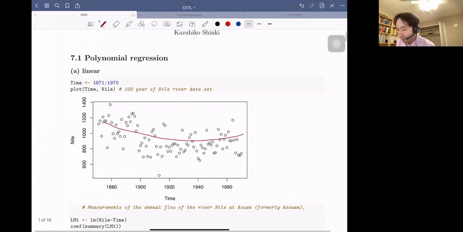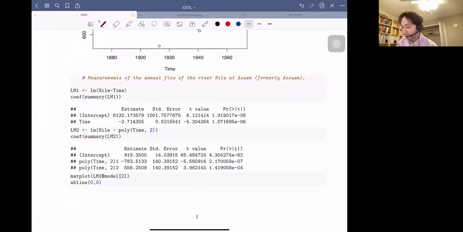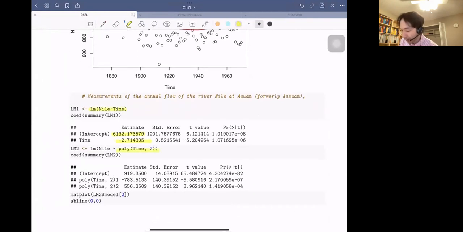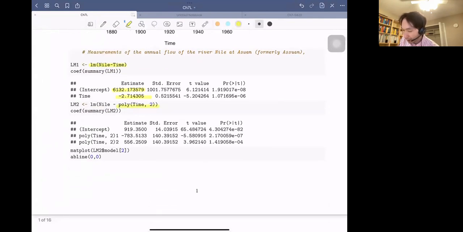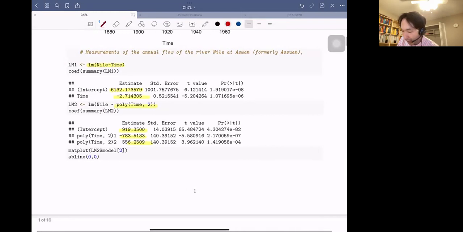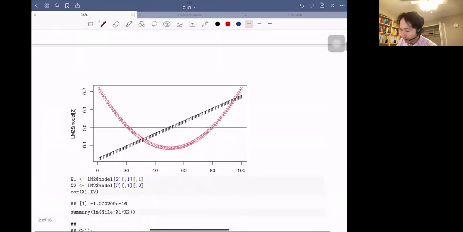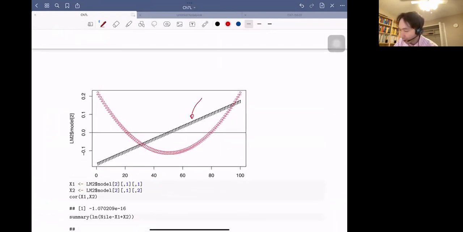And first, the polynomial regression. So we fit the polynomial regression. You have already done this several times. And for this one, okay, so this is linear regression, so intercept and first term. And for the polynomial, we can use the polynomial regression term. So here, intercept and the polynomial 1 and the polynomial 2. And this is not just the time and the time square. So this isn't really the time and time square, because this is orthogonalized.